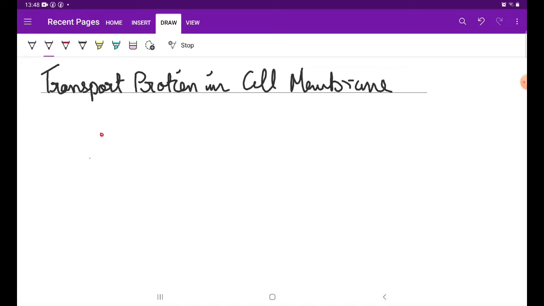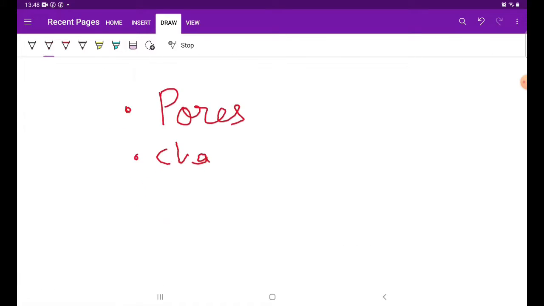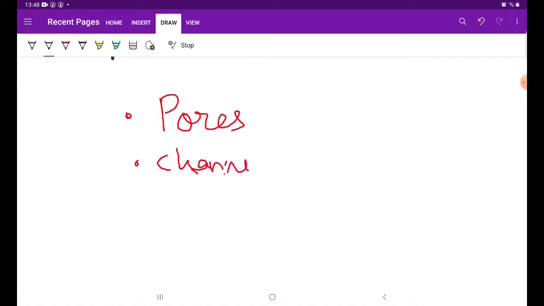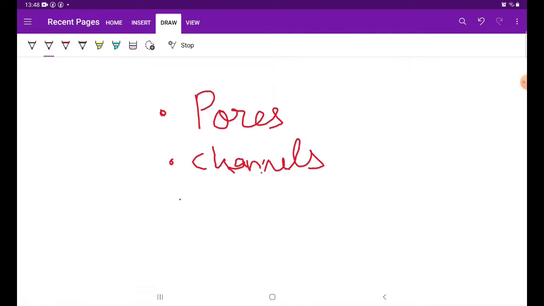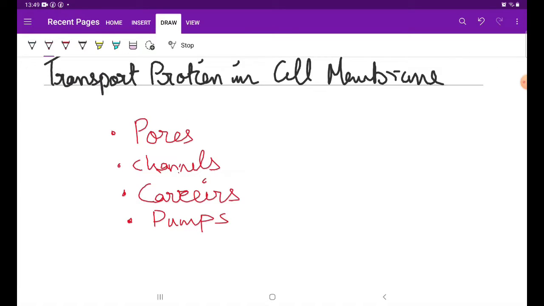The first one is called pores. The second one is channels. Then the third one is carrier proteins, and the fourth one is pumps. These are the 4 proteins basically present in our cell membrane. Now let's discuss one by one.